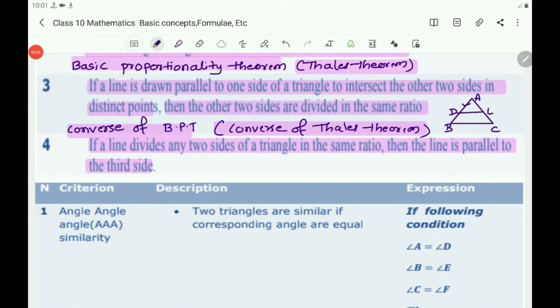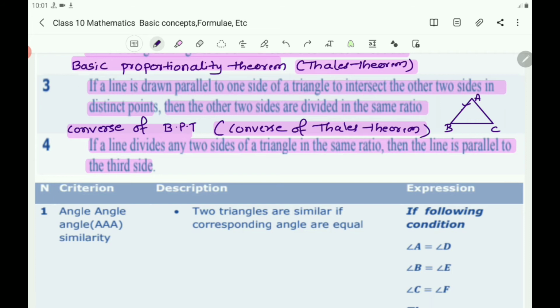If DE is parallel to BC, then the ratio becomes AD by DB equals AE by EC. Or if DE is parallel to AC, then the ratio will be what? BD by AD equals BE by EC. Also AD by BD equals BE by EC. In this way, according to the parallel line, the ratio changes. You must know the method of writing the ratio also.